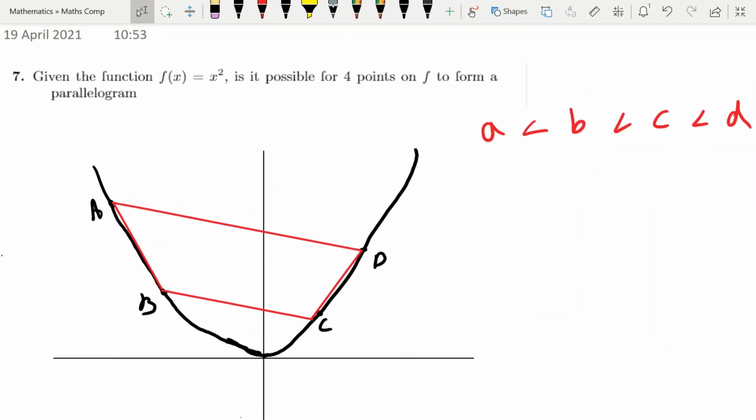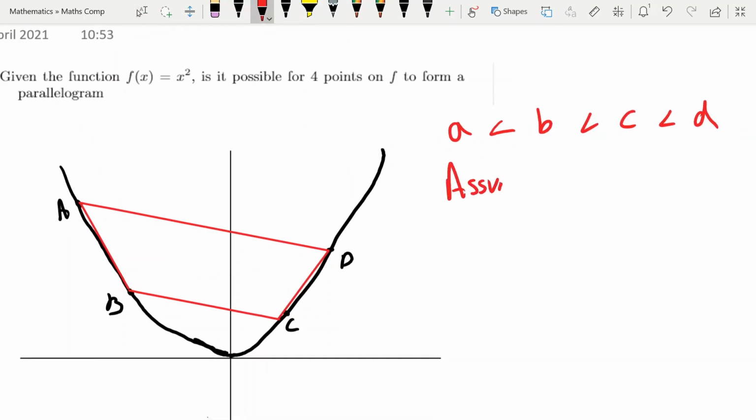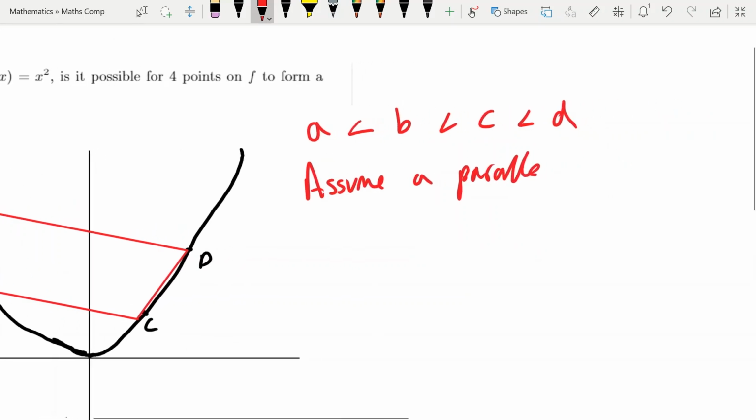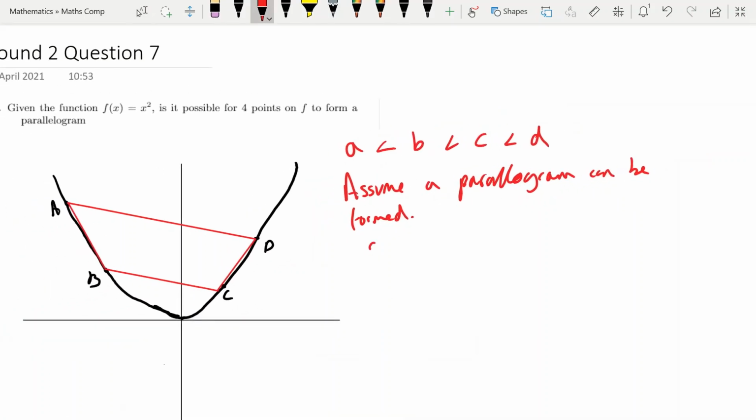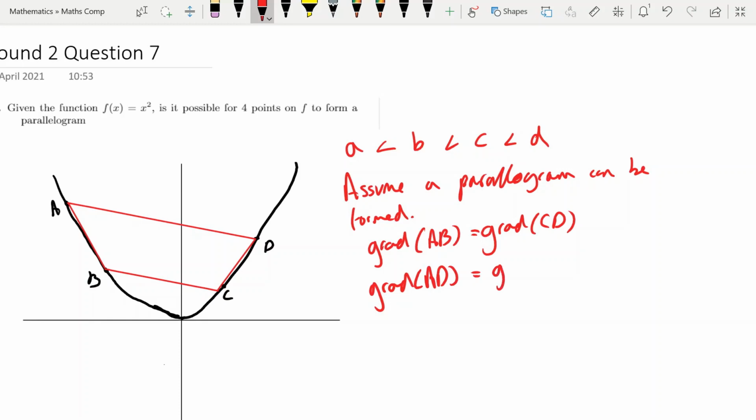So let's first assume a parallelogram can be formed. This means the gradient of AB is equivalent to the gradient of CD, and the same is for AD and the gradient of BC.